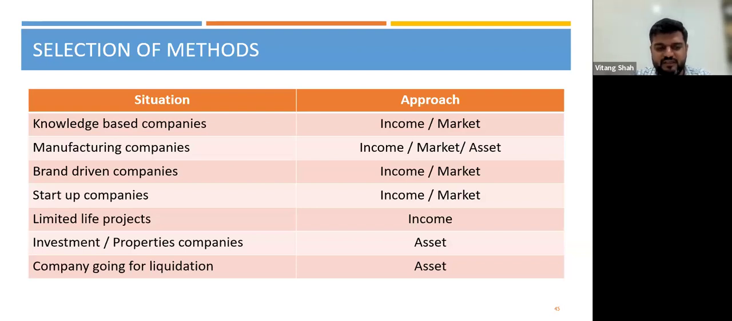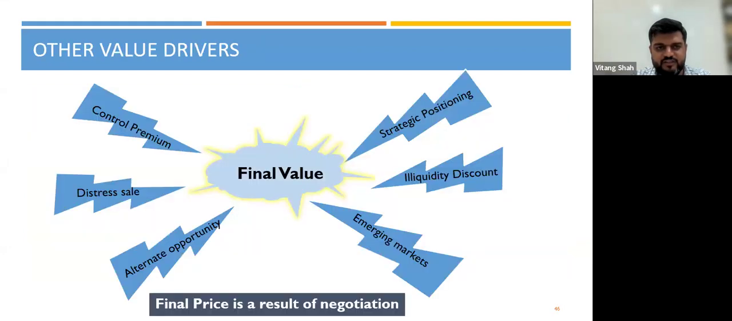So those companies are valued based on the asset approach, wherein the investments are fair valued. And there could be companies which are going for liquidation, and for such companies, income or market approach makes no sense. So whatever is the value which one would realize by selling off or disposing of those assets is what needs to be considered under companies going for liquidation.